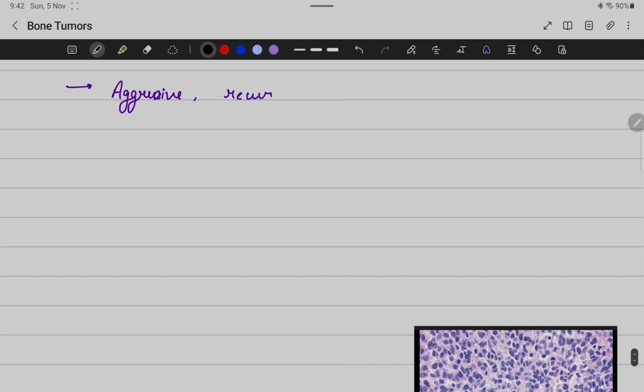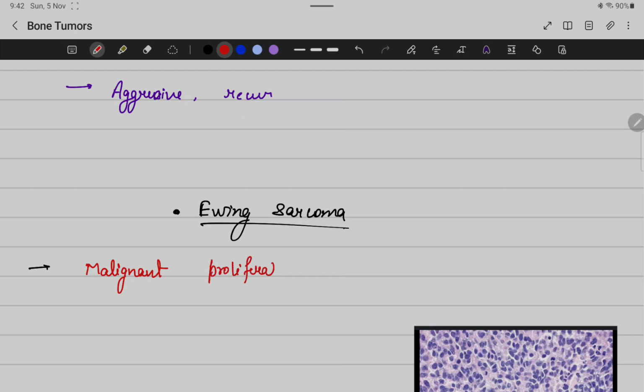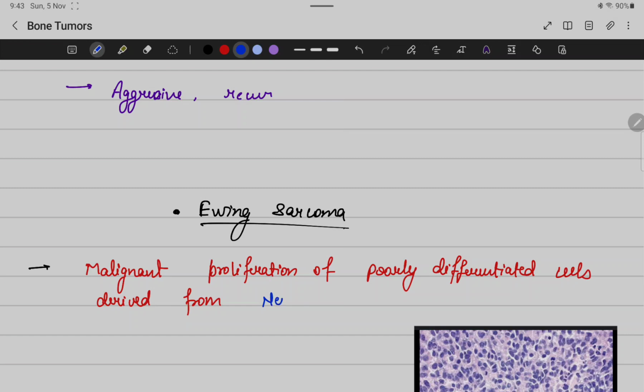Then lastly we'll talk about your Ewing sarcoma. So this will be our last topic. The Ewing sarcoma is malignant proliferation of these poorly differentiated cells which are derived from your neuroectoderm. So we'll write it is malignant tumor, malignant proliferation of poorly differentiated cells, which are derived from your neuroectoderm. This you should remember.